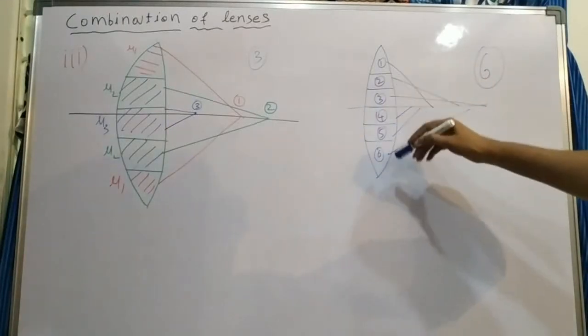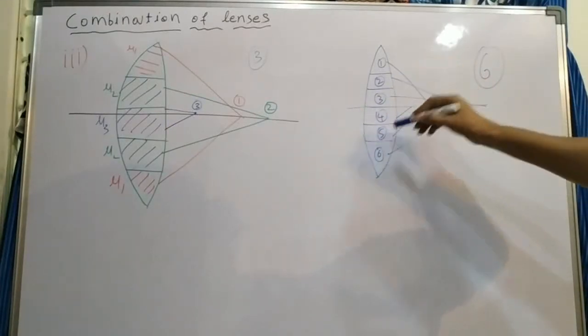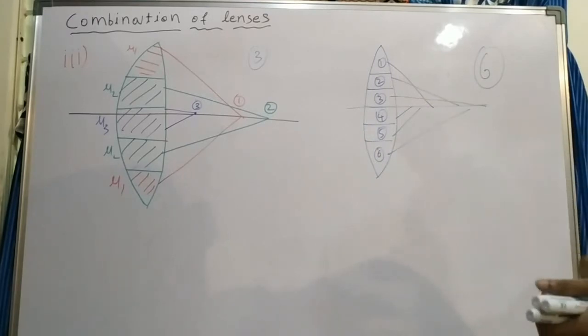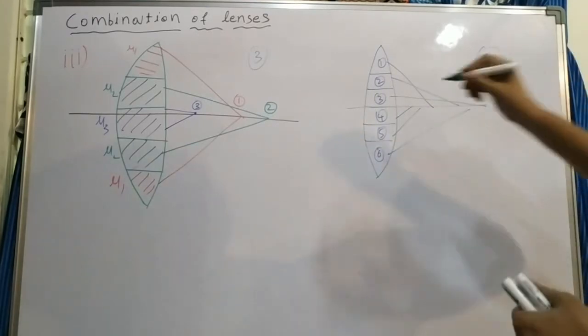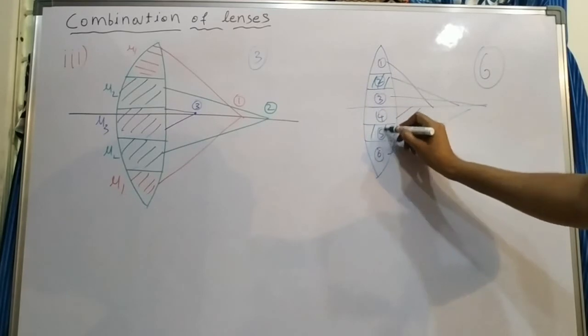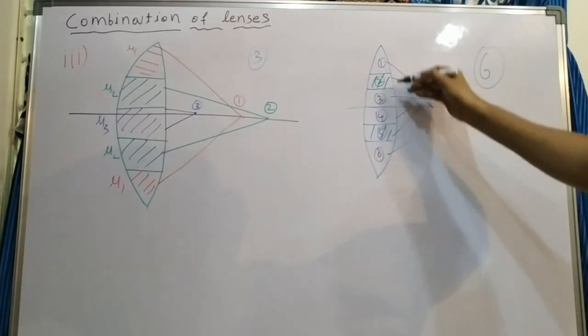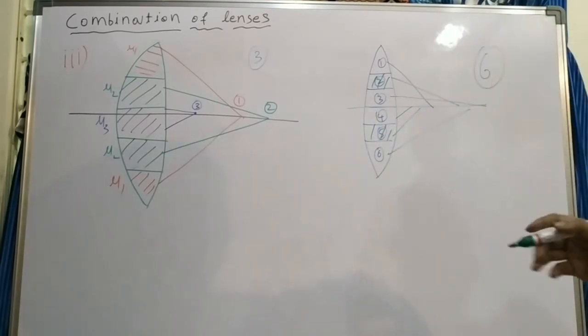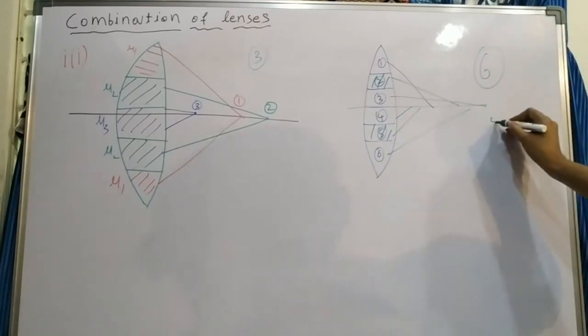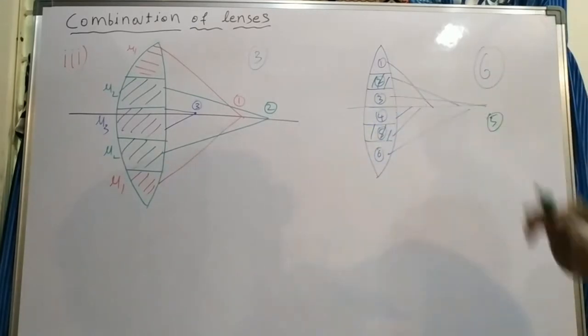Suppose out of these any two are same. Suppose 2 and 5 materials both are same. Both are same material, and those two commonly form a single image. So 1, 2, 3, 4. This also forms as 2 and 6. Total 5 images only we get in that case. Only 5 images if these two are same.